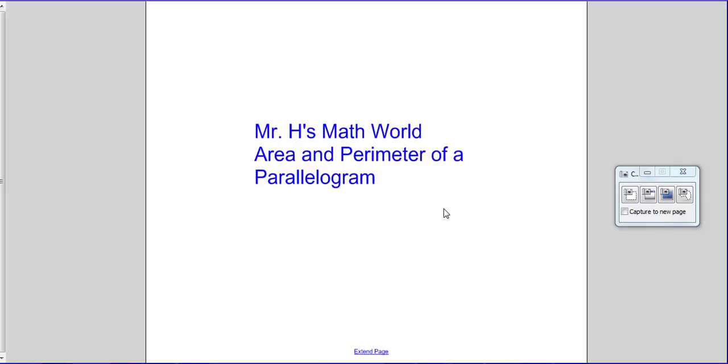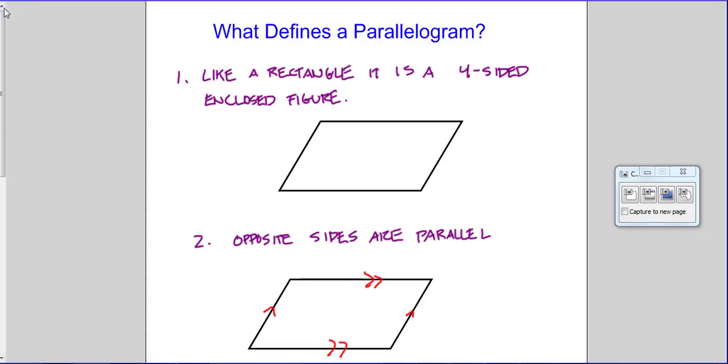This video goes over the area and perimeter of a parallelogram. So for starters, what defines a parallelogram? Like a rectangle, it is a four-sided enclosed figure.